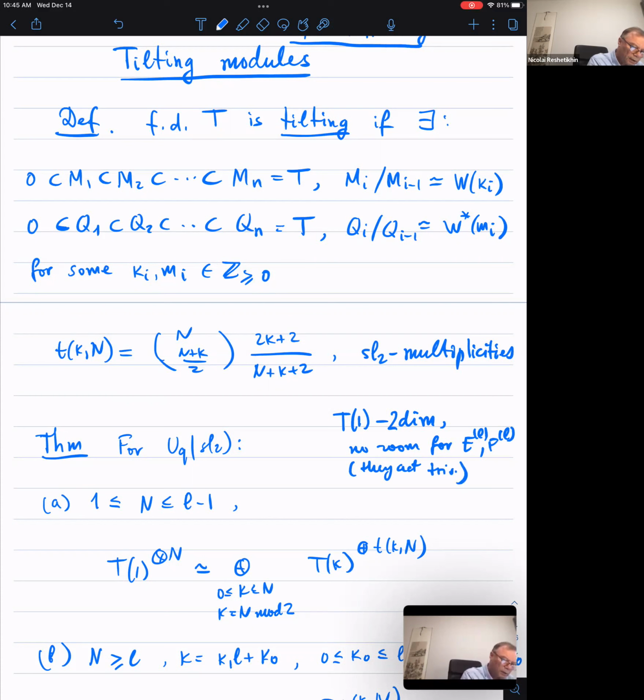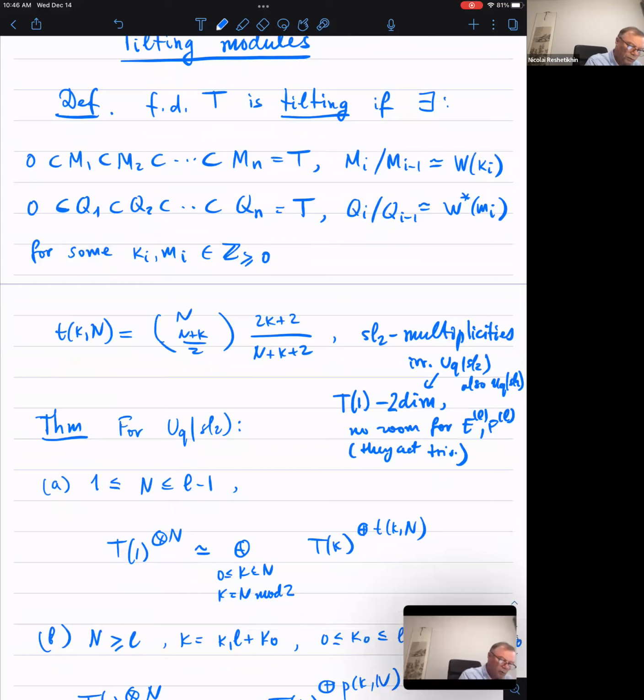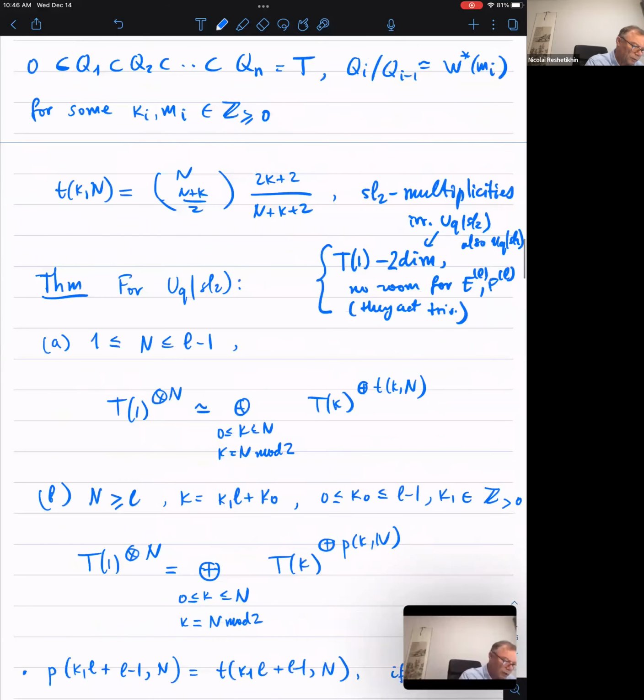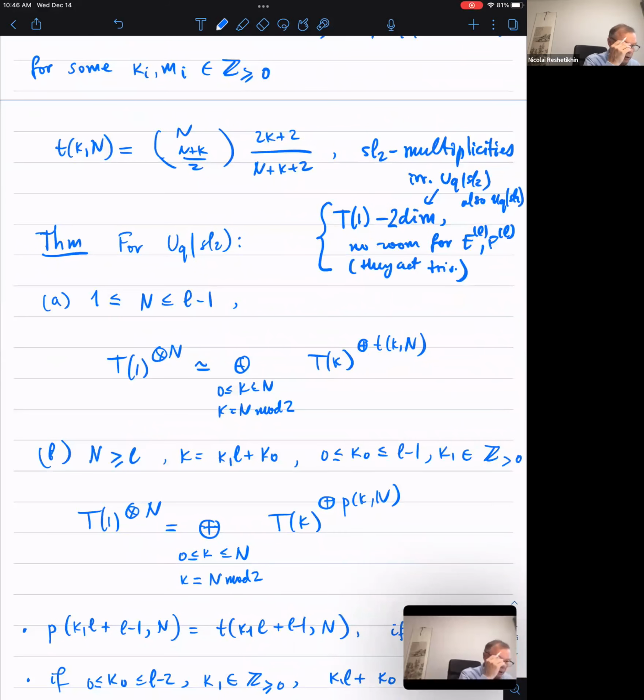So it's an irreducible module for U_q(sl2) and also for small u_q(sl2), only for E's and F's. So it's the old friend, the two-dimensional representation of the small quantum group lifted to the big quantum group. So now we will try to play the same game.